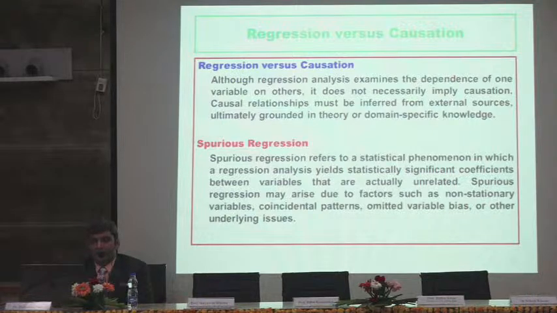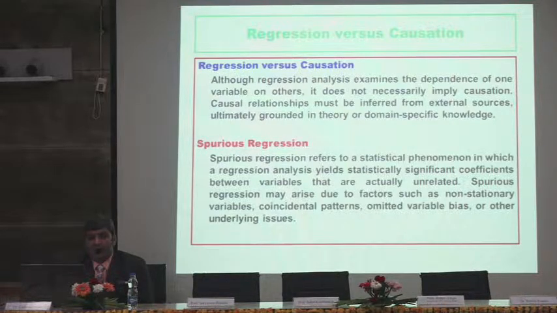Although regression analysis examines the dependence of one variable on another, it does not necessarily imply causation. Causal relationship must be inferred from external sources, ultimately grounded in theory or domain-specific knowledge. Regression may relate unrelated variables as well, but we cannot say there is a causal relationship. Relationship comes from theory or prior knowledge. And so, regression which is not supported by theory or domain-specific knowledge is known as spurious regression. Spurious regression refers to a statistical phenomenon in which a regression analysis yields statistically significant coefficients between variables that are actually unrelated.